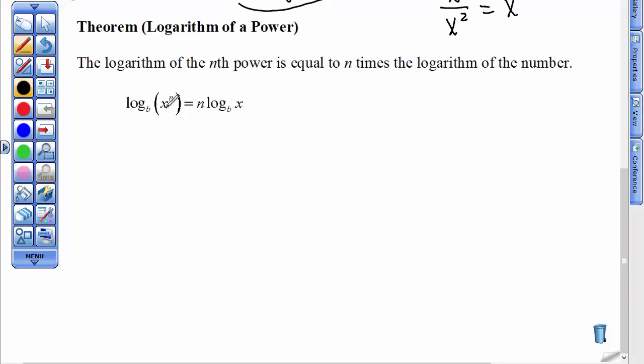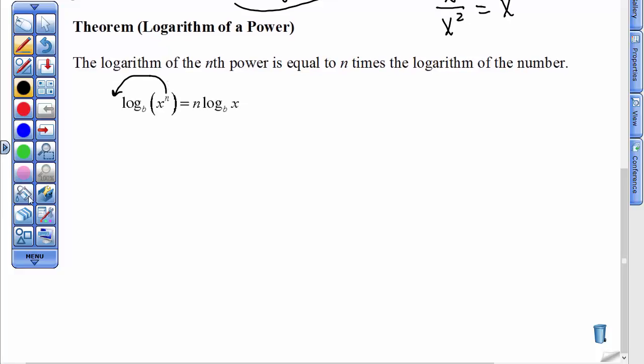It says that the log of something raised to a power n can be written as, you see this n right here? It's basically saying you can bring it down in front and write it in front of the log of x where the base is b. You can bring that exponent down in front, and the cool thing about this is it will help us solve equations where my unknown is the exponent. It's a very difficult thing to do without this concept.